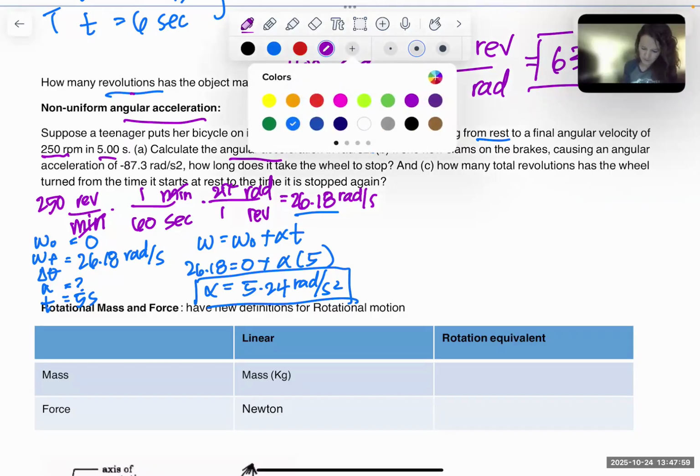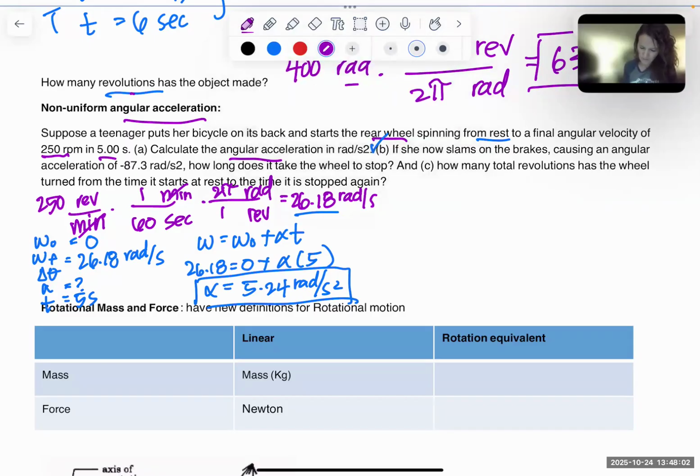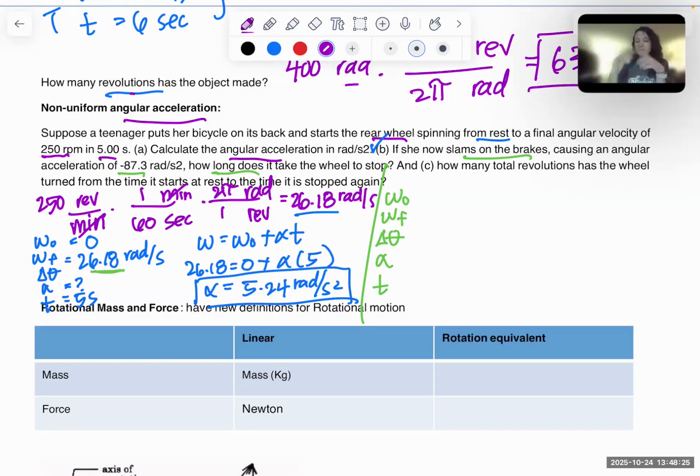Okay, let's change colors for that. Let's be green. Okay, she slams on the brakes, causing angular acceleration of negative 87.3 radians per second squared. How long does it take? All right, let's do another if dot. Omega naught, omega final, delta theta, alpha, time. So our initial angular velocity is going to be what we're ending with over here because it was spinning. Now she's slamming on the brakes. So that final is going to be the same thing as this initial. So I can plug that in. So 26.18 radians per second. If she's slamming on the brakes, so she's coming to a stop, then our final is going to be 0.